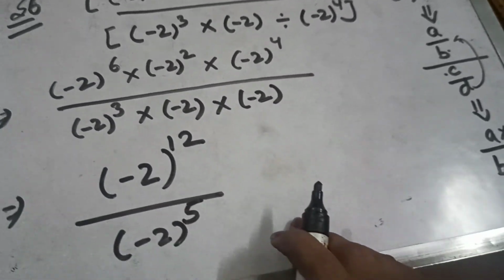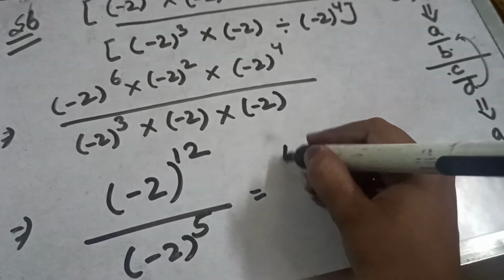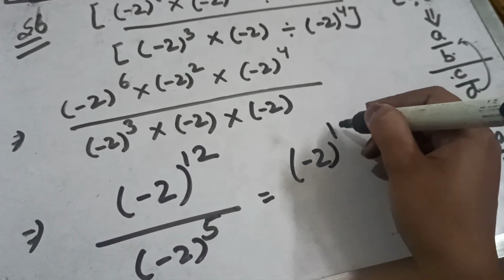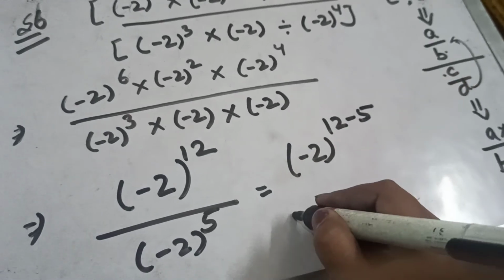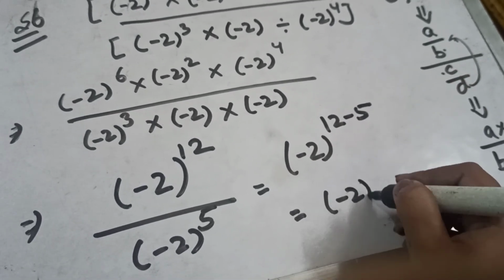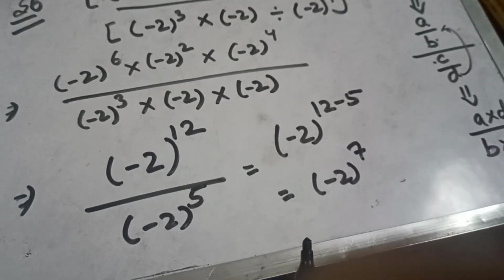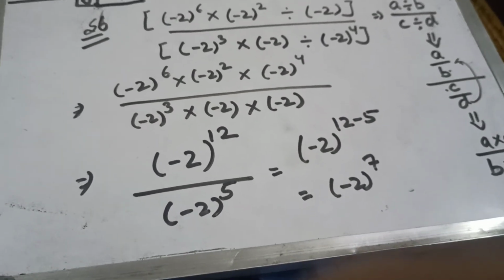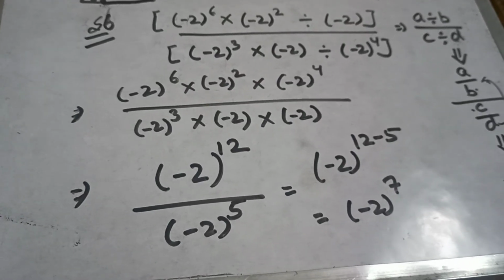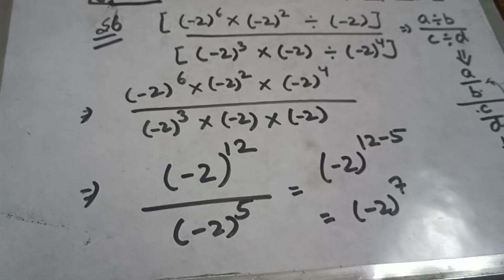Now the base is same and in the division. So what goes with the powers? Minus 2, 12 minus 5 equals minus 2 the power 7. And that is your answer. So the answer is minus 2 the power 7.